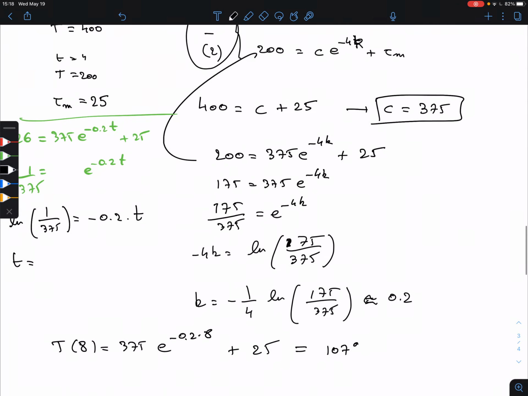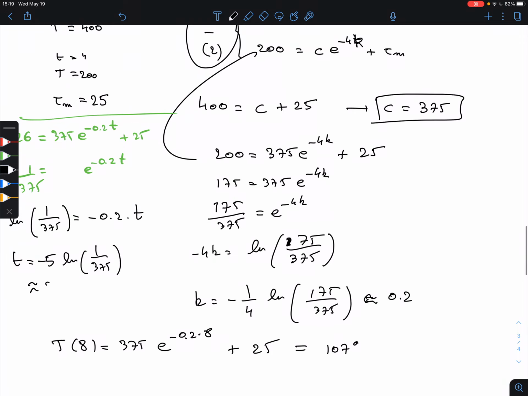So how long will it take? t is equal to minus 5 times ln 1 over 375. Multiply both sides by negative 5. That's how I get to this equation. Minus 5 times 0.2 is 1, right? So what is this? We have 1 divided by 375. Now we take the ln of that, multiply by 5, and take the negative of that. So this apparently is about 27.